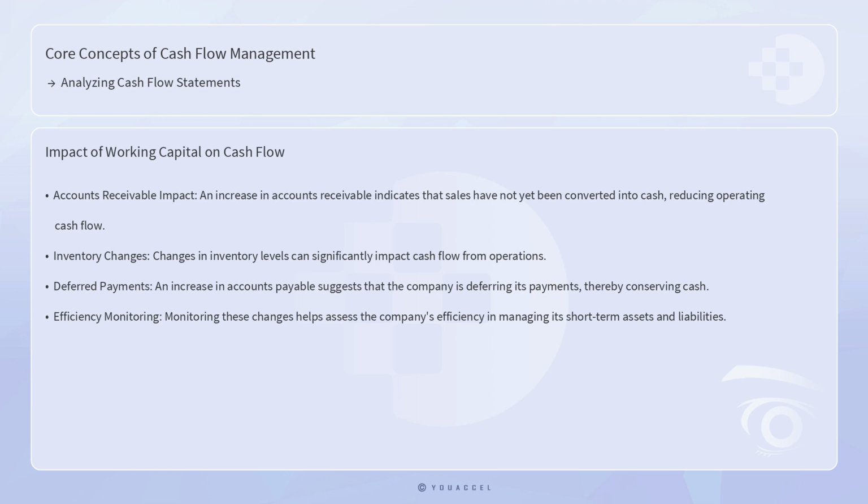Additionally, changes in working capital components, such as accounts receivable, inventory, and accounts payable, can significantly impact cash flow from operations. An increase in accounts receivable indicates that sales have not yet been converted into cash, reducing operating cash flow. Conversely, an increase in accounts payable suggests that the company is deferring its payments, thereby conserving cash. Monitoring these changes helps assess the company's efficiency in managing its short-term assets and liabilities.